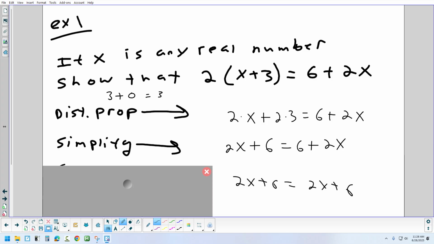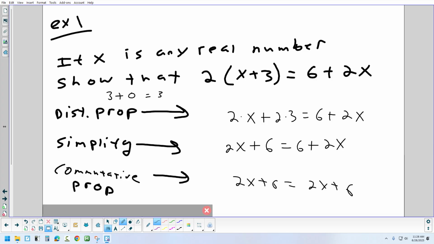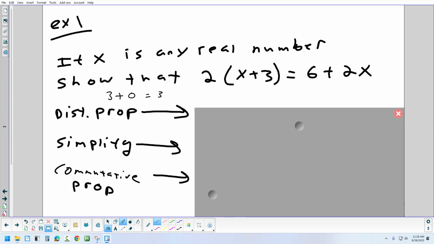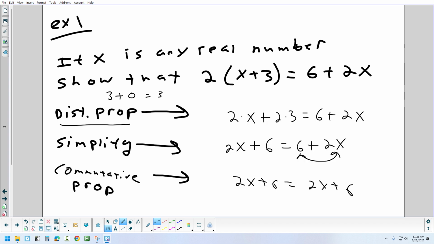Yep. Now is it commutative? That's commutative. Yep. I took these two on the same side of the equal sign, and I switched the order. So you may be given a problem where I show you the steps and you tell me the name, or I'll reverse it and say, here's the properties, show me what it would mean to do that step. Any questions on that?